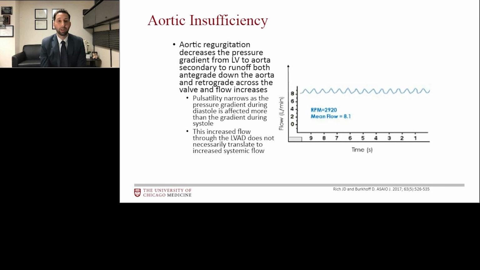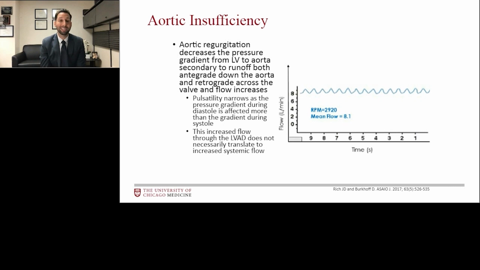The next clinical scenario we're going to discuss is aortic insufficiency. So with aortic insufficiency, there's some interesting physiology occurring. In the aorta, let's focus on the aorta first. We have antegrade flow down the aorta, so the normal path of flow in any patient, whether they have an LVAD or not, but we also have retrograde flow back across the aortic valve.